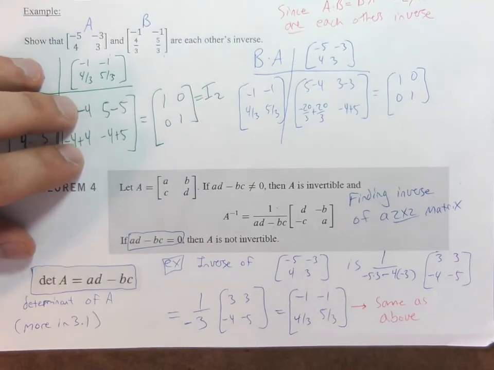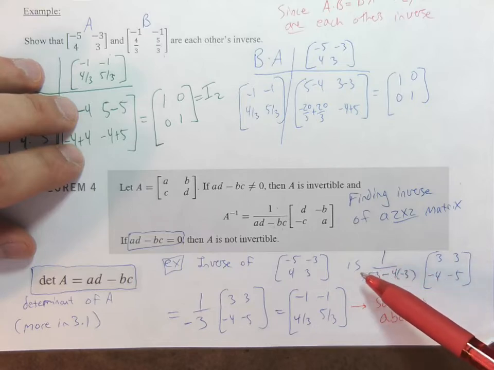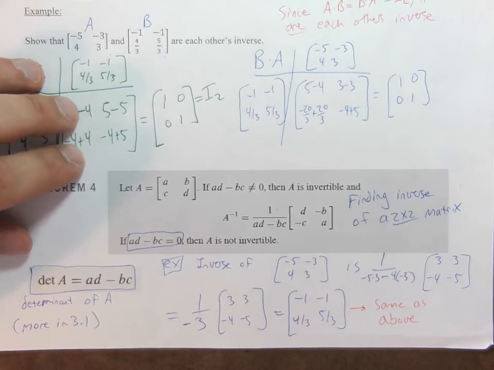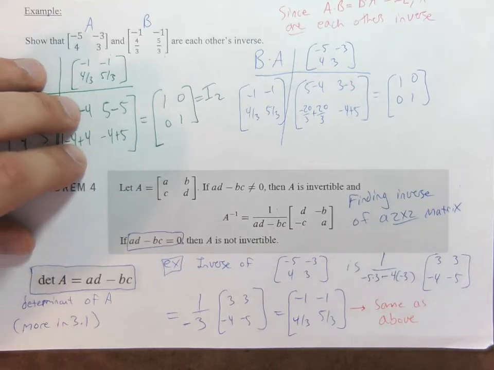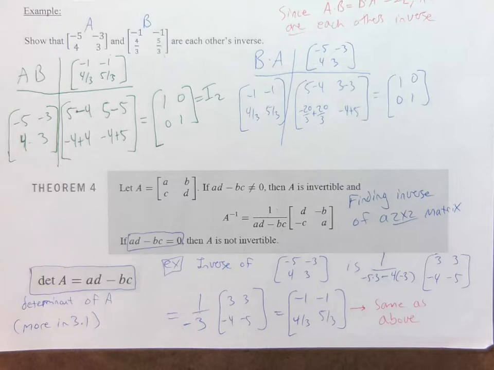And again, we know an inverse doesn't exist if this quantity AD minus BC right here ends up being 0. And so it's helpful just to see if that equals 0 before you do one of these problems. Although you obviously realize it pretty quick here when you have 1 over 0.